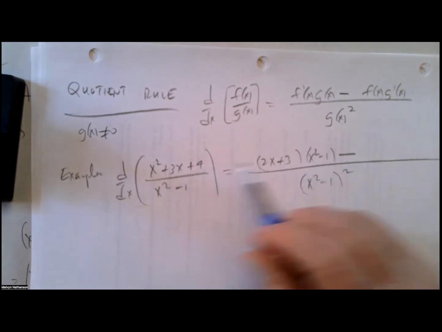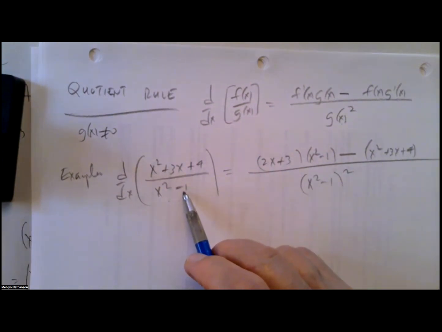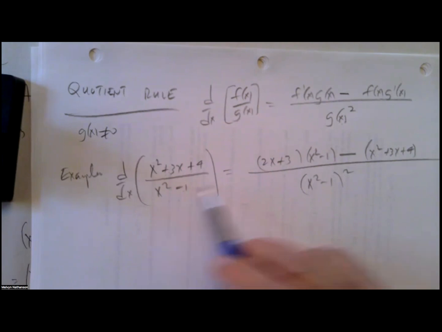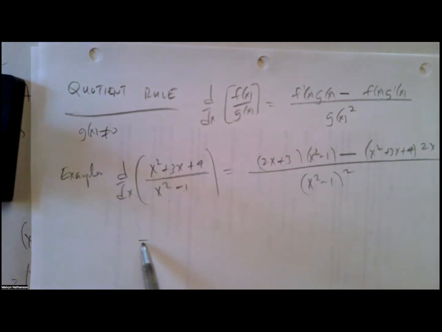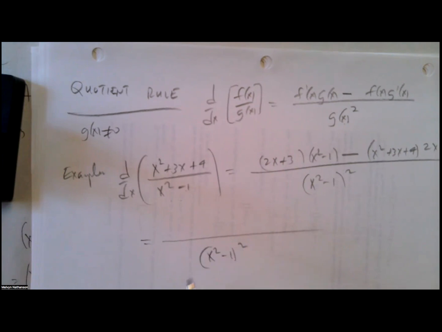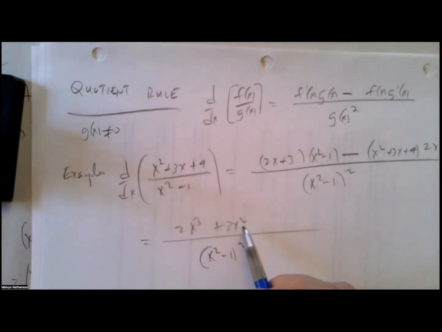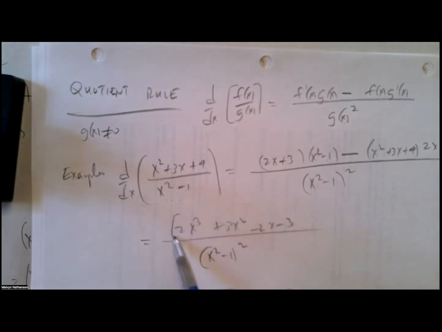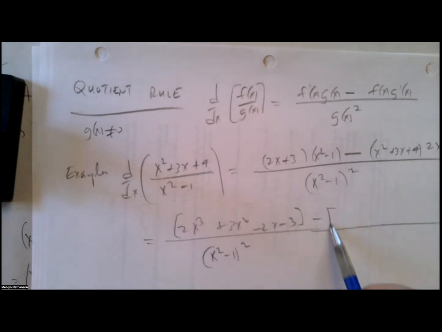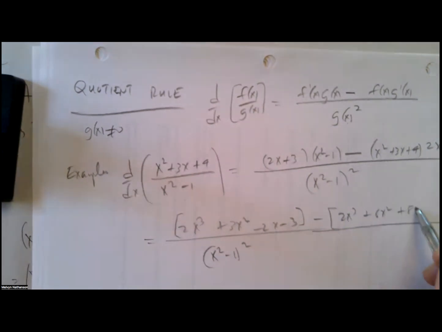And then minus the numerator times the derivative of the denominator. The derivative of x squared minus 1 is 2x. So this is over x squared minus 1 squared. You see, that's actually calculated. If I multiply this out, I get 2x cubed plus 3x squared minus 2x minus 3. And if I multiply this out, I get 2x cubed plus 6x squared plus 8x.